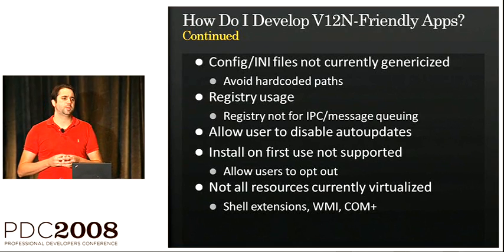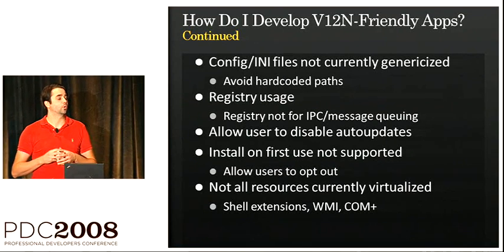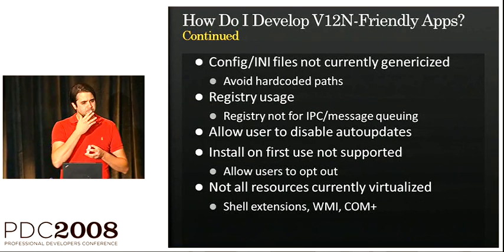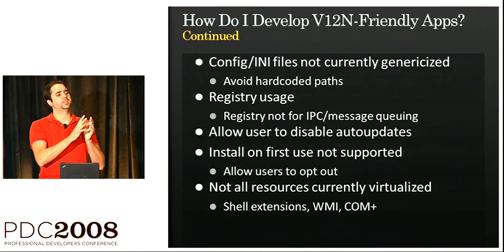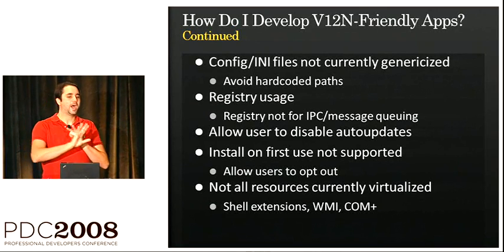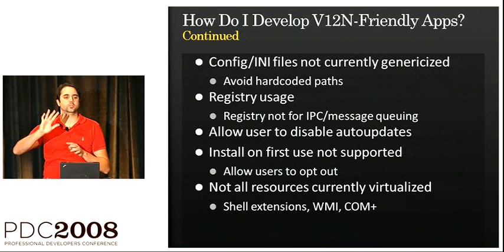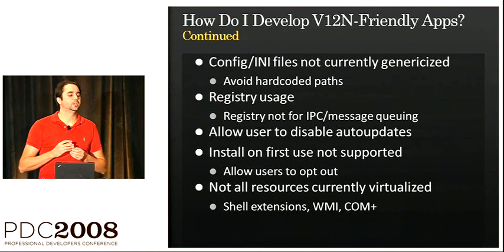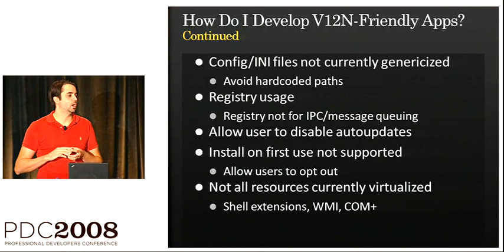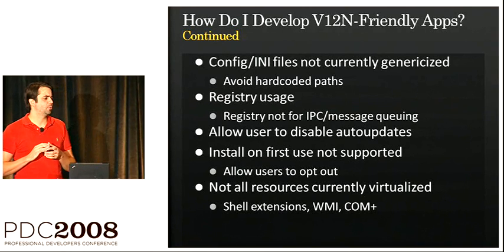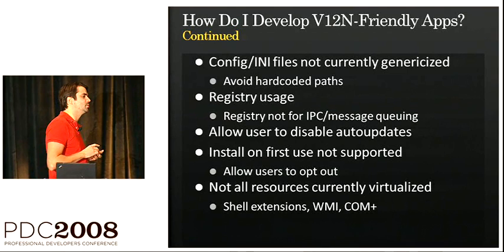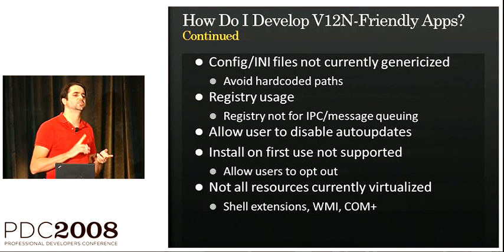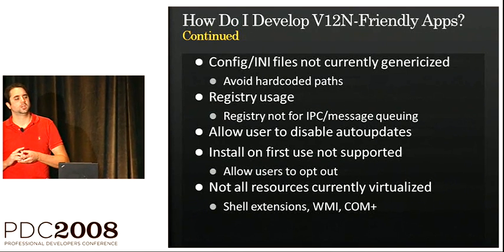Now, very few products I've ever seen require install and first use. But sometimes, in order to make the installer simple, they hide those things, but underneath the covers they're really using install and first use. And it's something that isn't likely to work in an AppV world. Last thing I put out there is that there are some resources that we currently don't virtualize, like shell extensions and WMI and COM+.